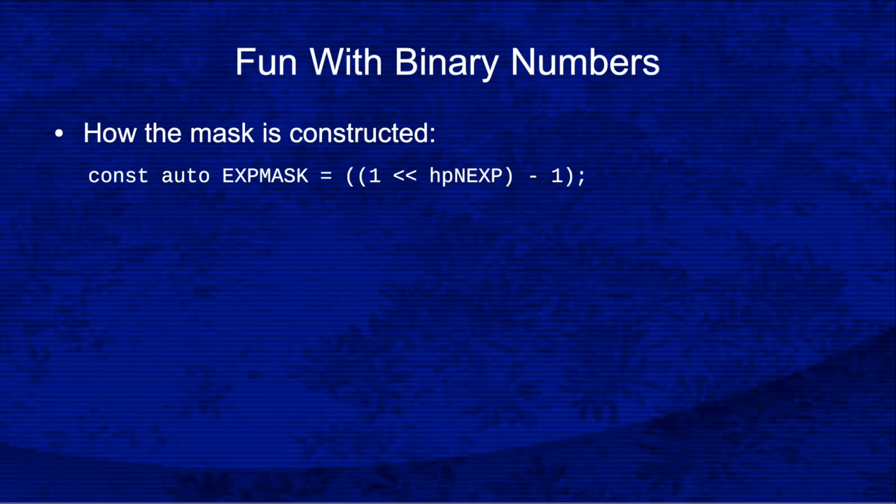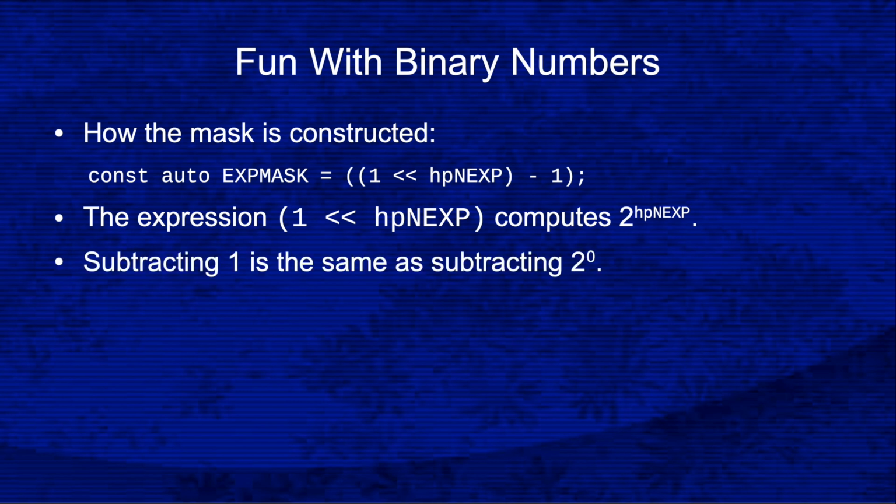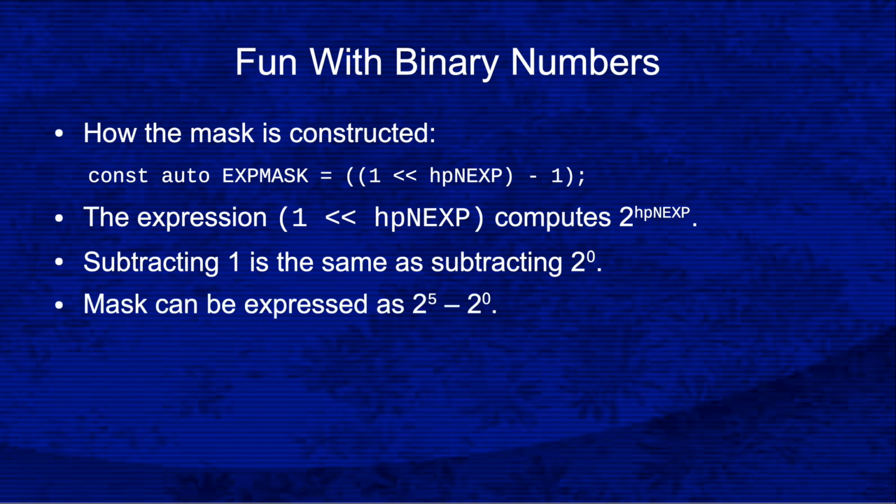Let's examine the expression used to compute exp mask in more detail. The expression 1 shifted left by hp nexp is equivalent to 2 to the hp nexp power. Since hp nexp is defined to be 5, this first expression is equivalent to 2 to the 5th power. Now let's look at the next part of the expression, subtracting 1. 1 is equivalent to 2 to the 0th power.